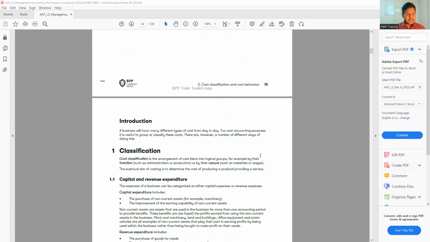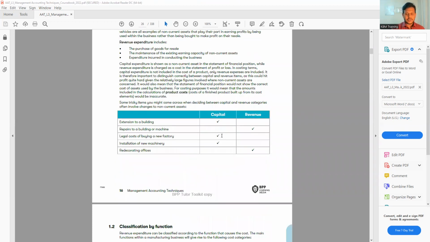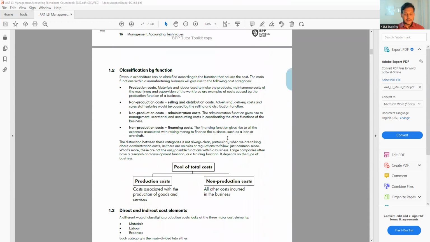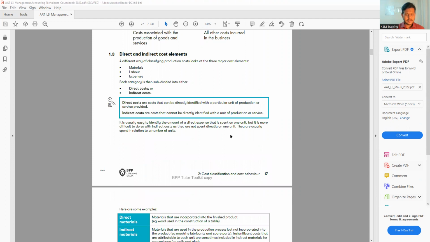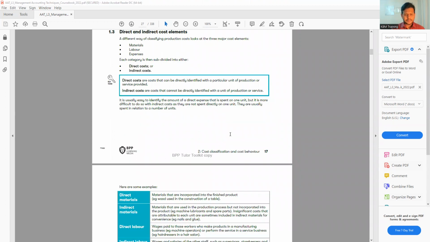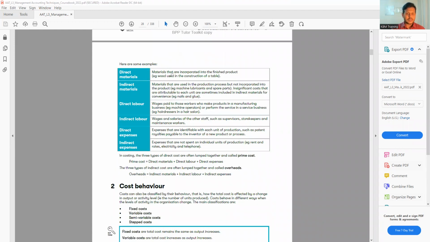All right, so I think this is our chapter overview. Let's move on and have a look. So what else do we have? We have some definitions of capital and revenue expenditures. So I think it's not a very difficult thing. So we have direct labor, direct... let's quickly have a look at this one.